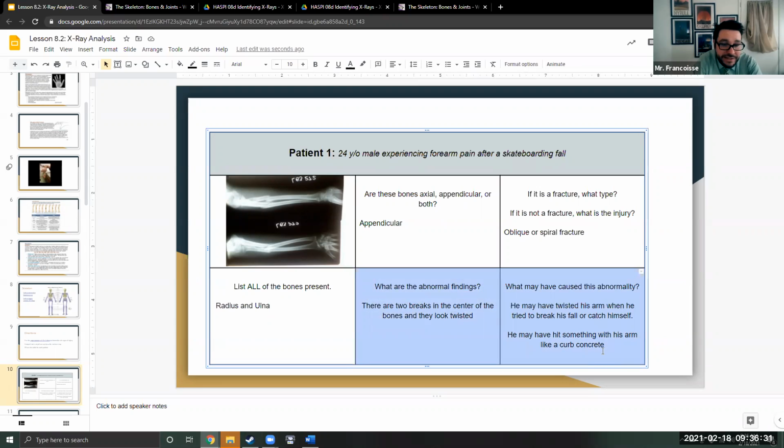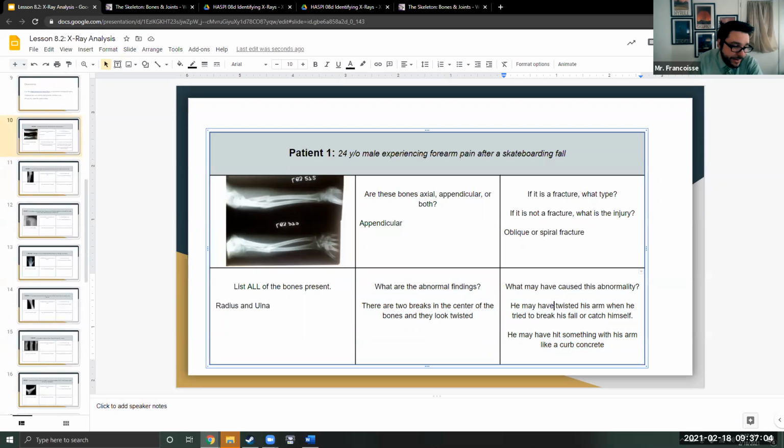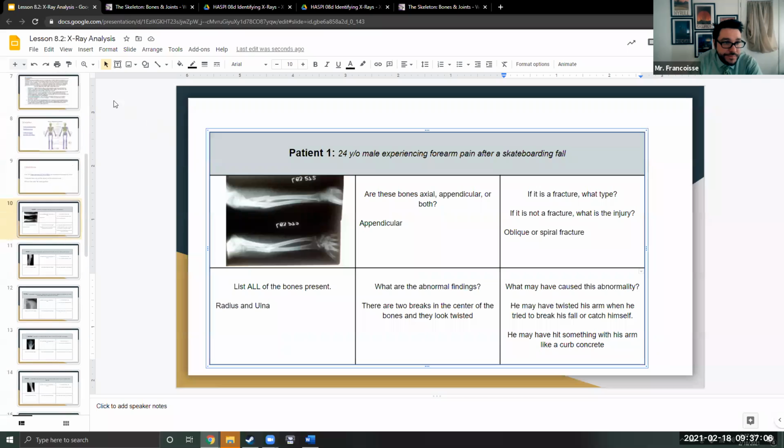And for these last two, there's not anything particular that I'm looking for. I want you to look at the X-ray and try to make sense of what you're looking at. How would you describe that it's abnormal, and what may have caused it? How do you connect the description of what was going on with your X-ray? That's what this last box is trying to do: connect what we know about the patient's injury to what we see on the X-ray. And really that's it. We did one together, and that took a while to get the scene set up.